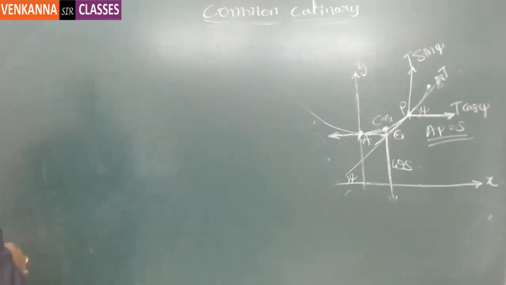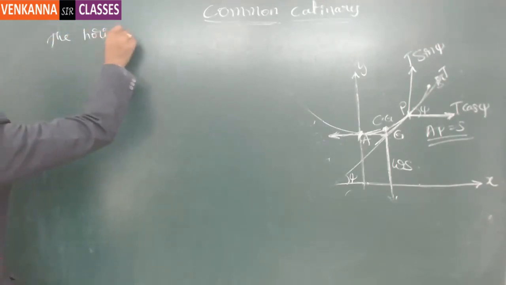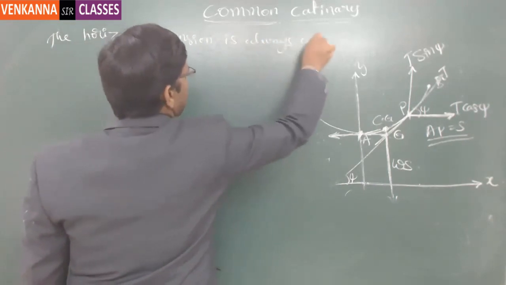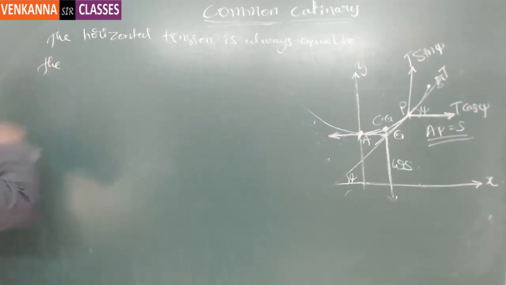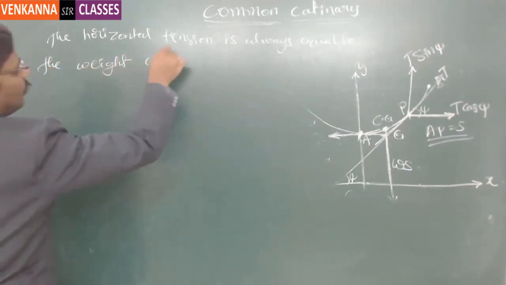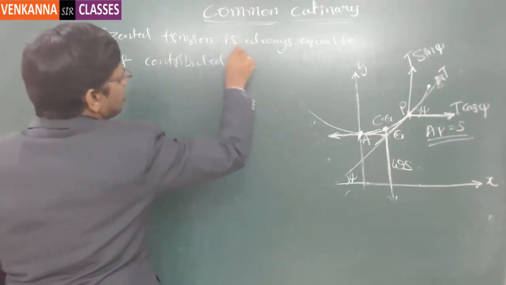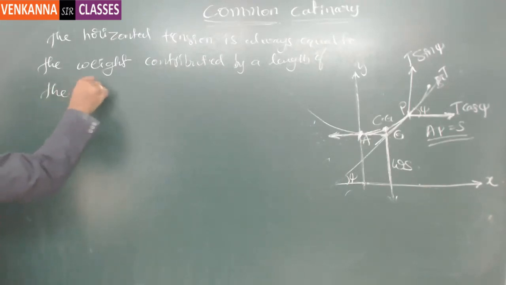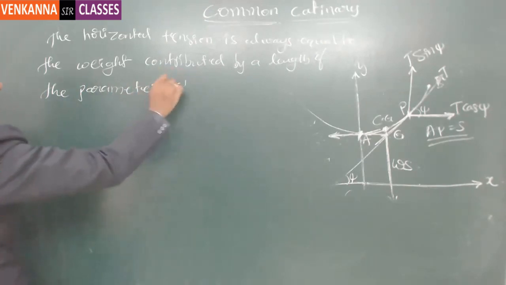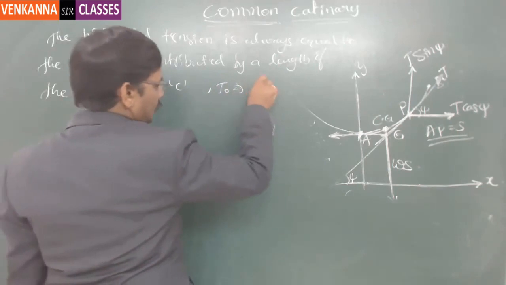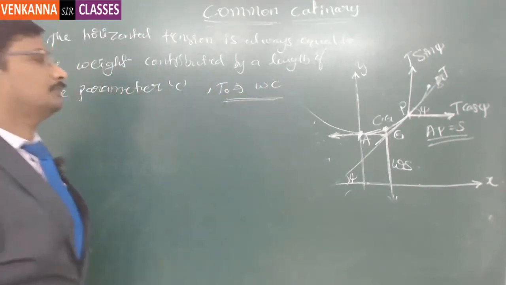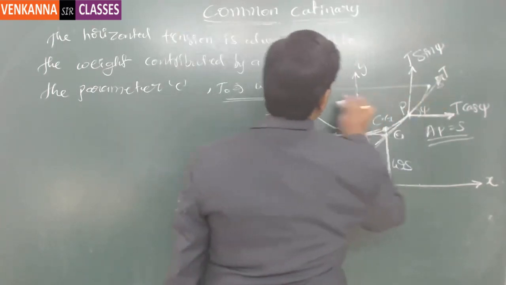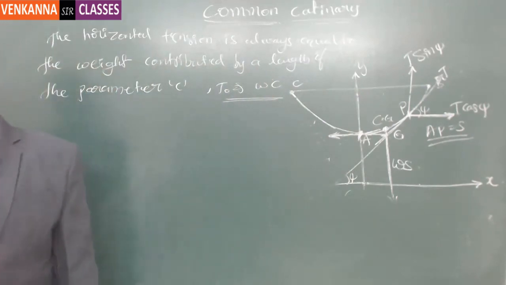Now the third conclusion is the horizontal tension is always equal to the weight contributed by a length of the parameter C. So that is T naught is equal to W times C. So this is the third conclusion. Done?